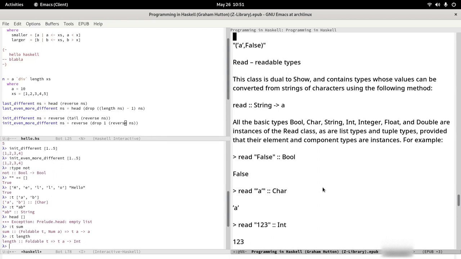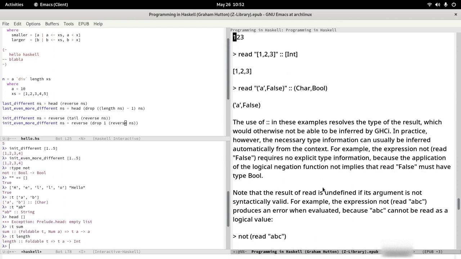Readable types. This class is dual to Show and contains types whose values can be converted from strings to characters using the following method. Read is a method from strings to a. All the basic types Bool, Char, String, Int, Integer, Float, and Double are instances of the Read class, as are list types and tuple types, provided that their element and component types are instances. For example, read "False" of type Bool is False.